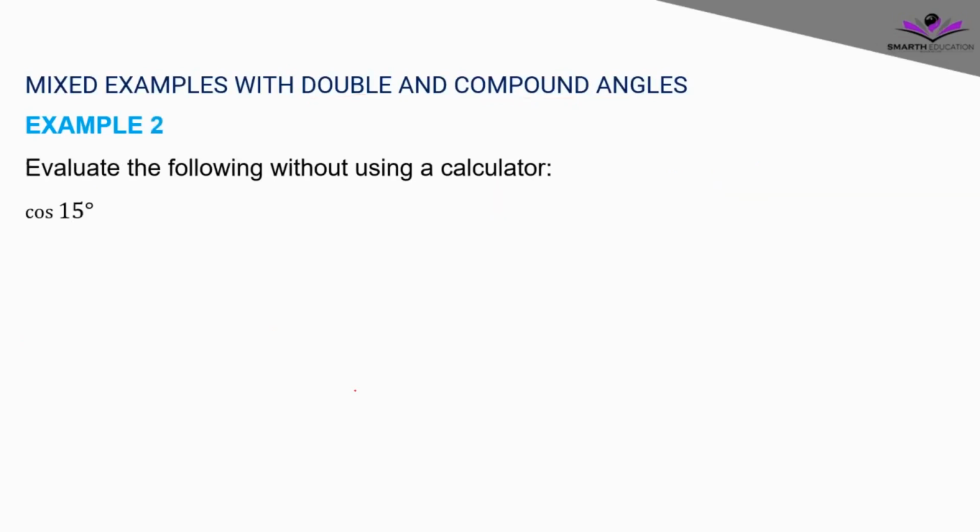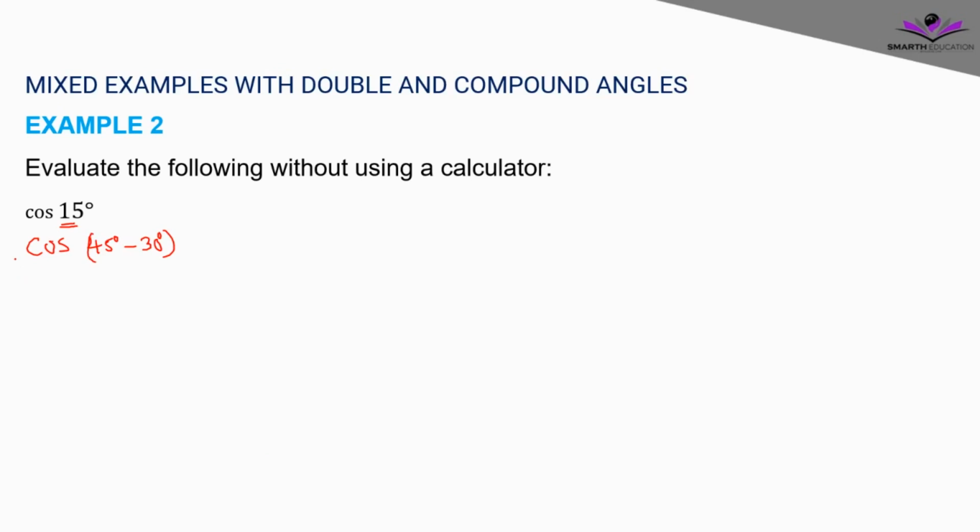Right, let's go to example 2. I'll show you two ways of doing this. Cos 15. We can use special angles here because this is like cos, let's use 45 degrees minus 30 degrees. Cos 15 degrees is just the same as cos 45 degrees minus 30 degrees.